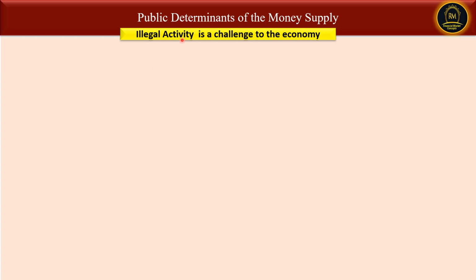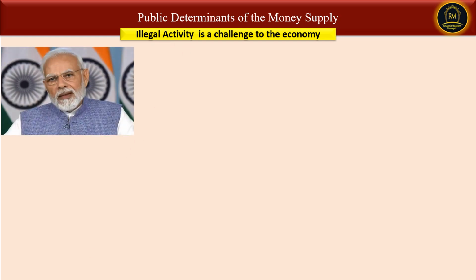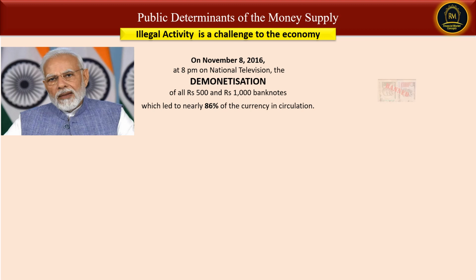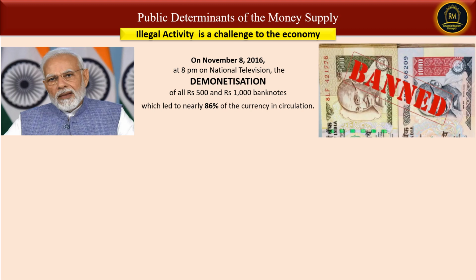So now it is clear that illegal activity promotes cash transactions and discourages deposits in banks, which in turn reduces the money supply in the economy. In order to reduce this illegal activity and to control the parallel economy or black economy, Prime Minister Narendra Modi on 8th November 2016 at 8 p.m. announced demonetization on national television. He demonetized the 500 and 1000 rupee bank notes, which comprised almost 86% of the currency in circulation. These notes were banned and became invalid 4 hours later.